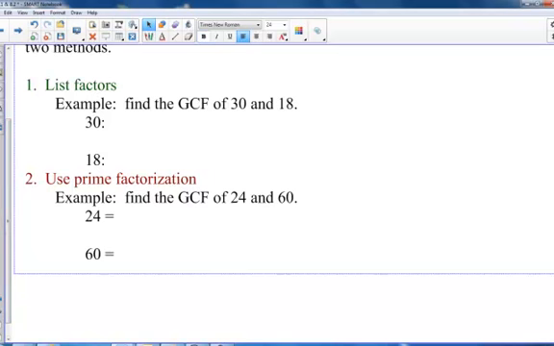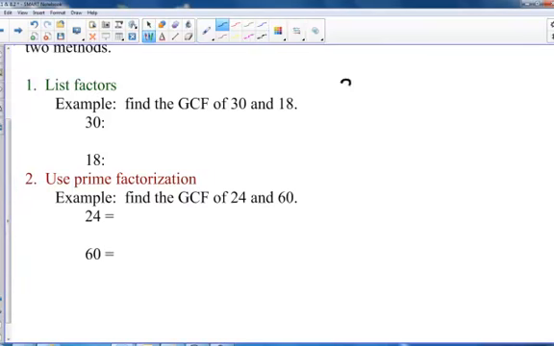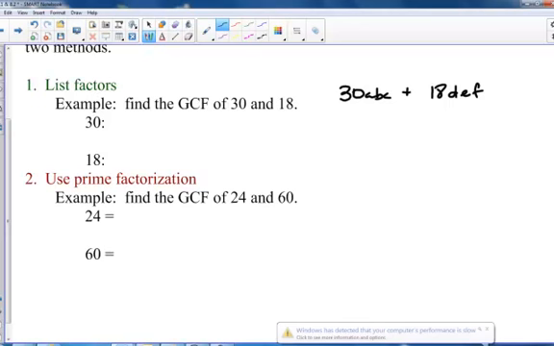Now, the greatest common factor is if you had something like 30ABC, I just lost my 0, plus 18DEF. What's the biggest thing I could take out of that? What's the biggest thing I could factor out of it? Now, we can find that just by understanding the greatest common factor, or we could actually use factor trees, which I'll show you.